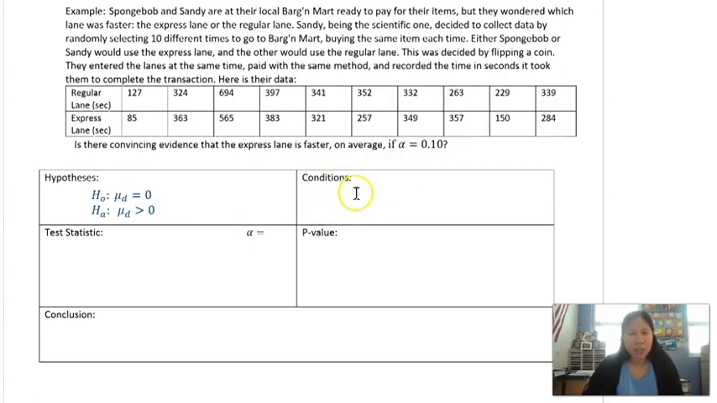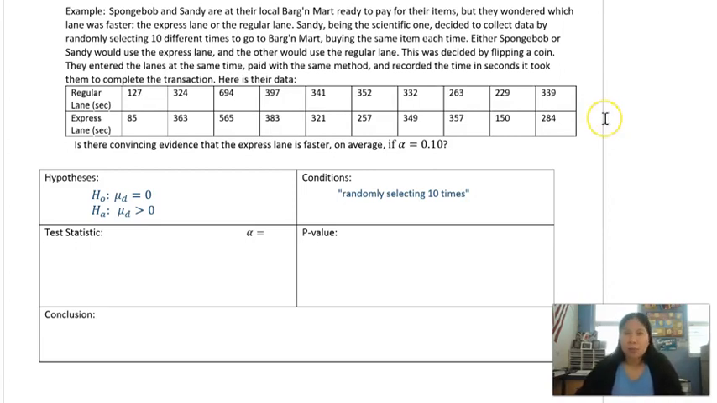We're checking our conditions. It's the same conditions as before. We want random samples, and we want it to be approximately normal. In this question, we don't have random samples, but they were randomly selecting 10 different times to go, so that counts as our random sample. To check if something is normal, we need our sample size to be greater than 30. But in this case, if we find all our differences from our two sets of data, we're only going to have 10 data points, which is not bigger than 30.